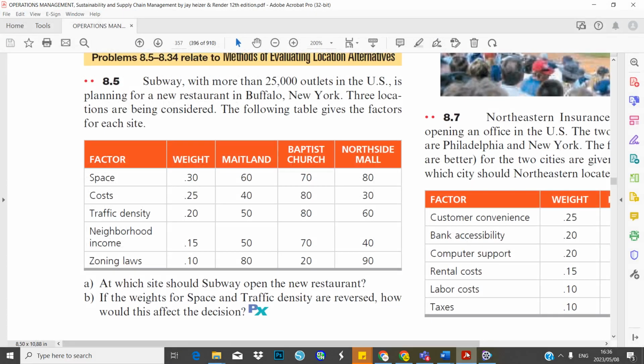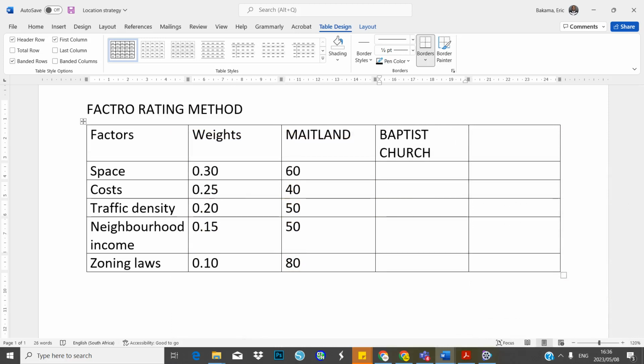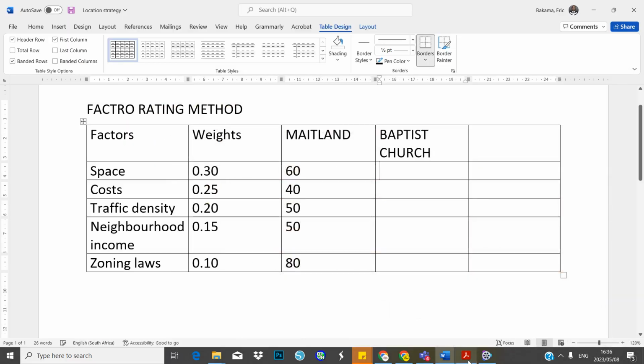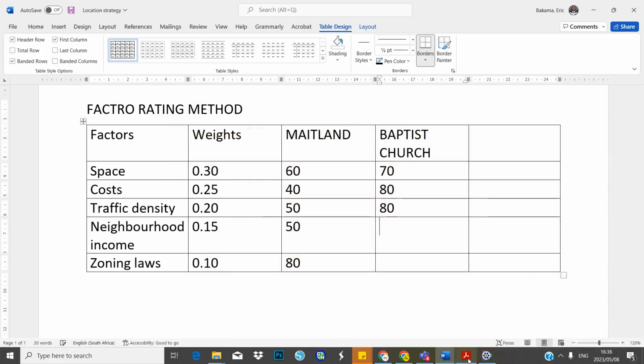Then after the 50, we look now at the Baptist Church. The Baptist Church on the other side, we are looking at 70, 80, 80. So we have 70, 80, then I have another 80. 70, then 20.